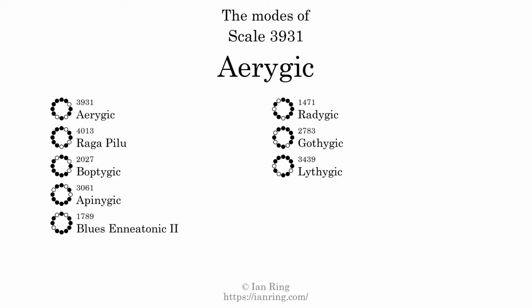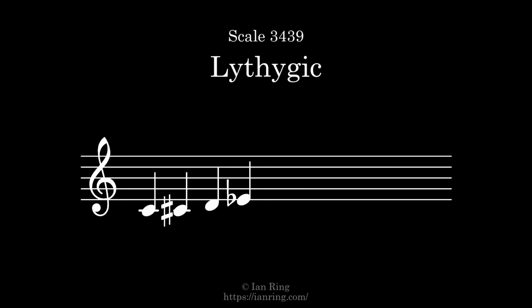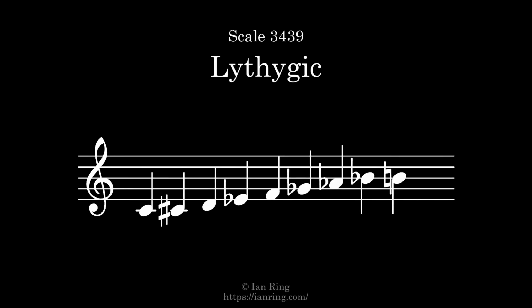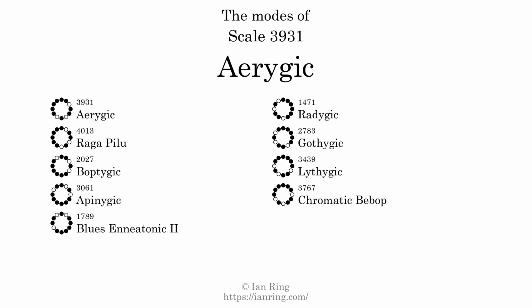The eighth mode is scale 3439, also known as Aerygic. It sounds like this. The ninth and last mode is scale 3767, also known as chromatic bebop. It sounds like this.